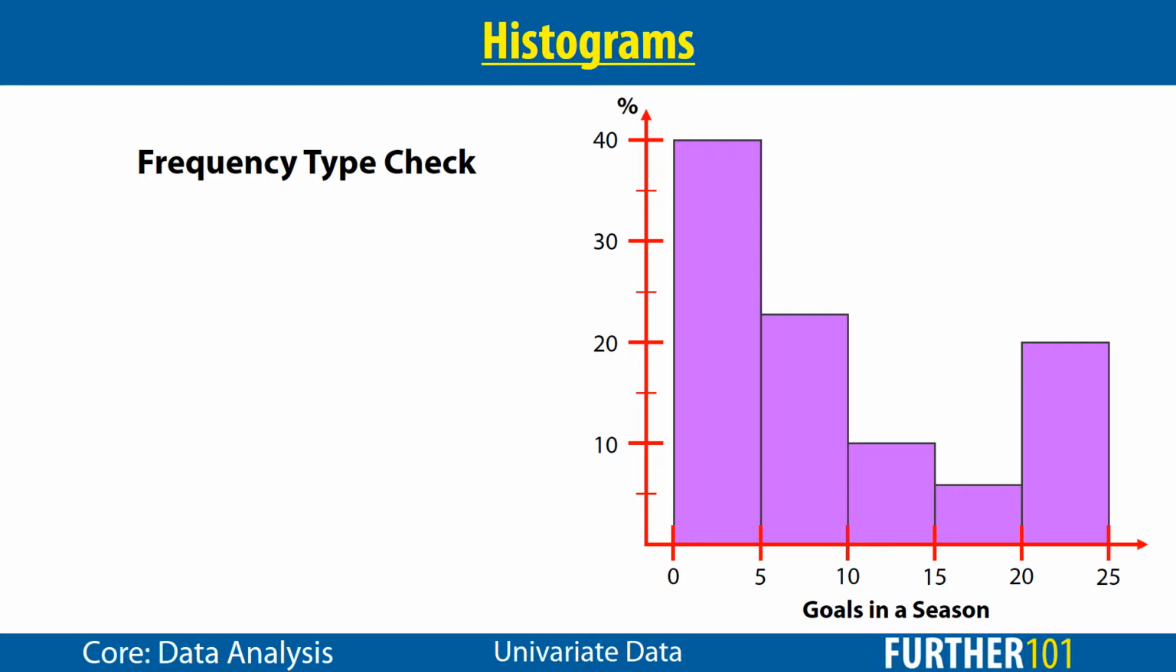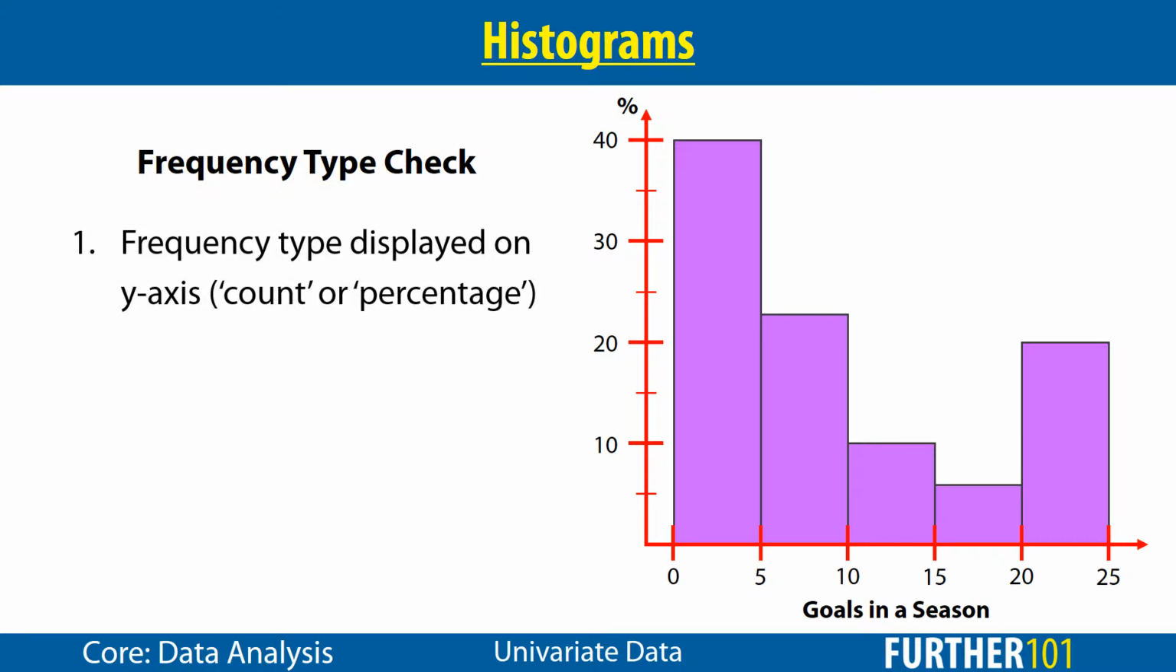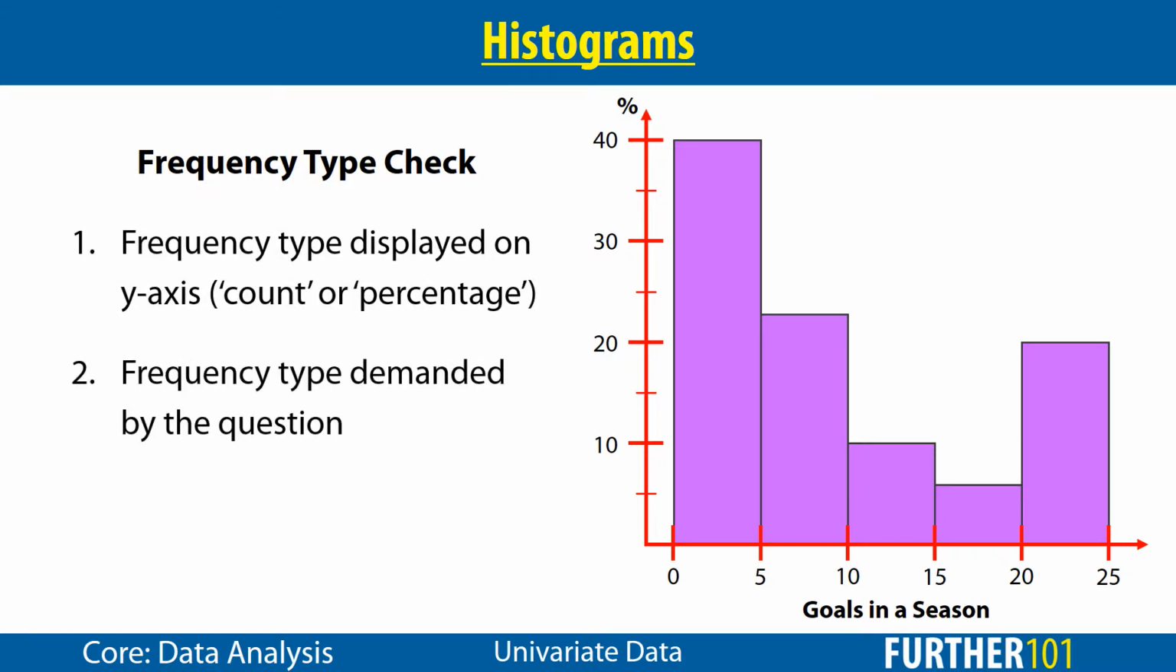As with frequency tables, you will often be asked to provide an answer as a count when the histogram displays a percentage frequency, or vice versa. Ensure you know what frequency type is used on the y-axis, then check what frequency type was asked of you in the question, and complete a frequency type conversion to the answer if it's required.